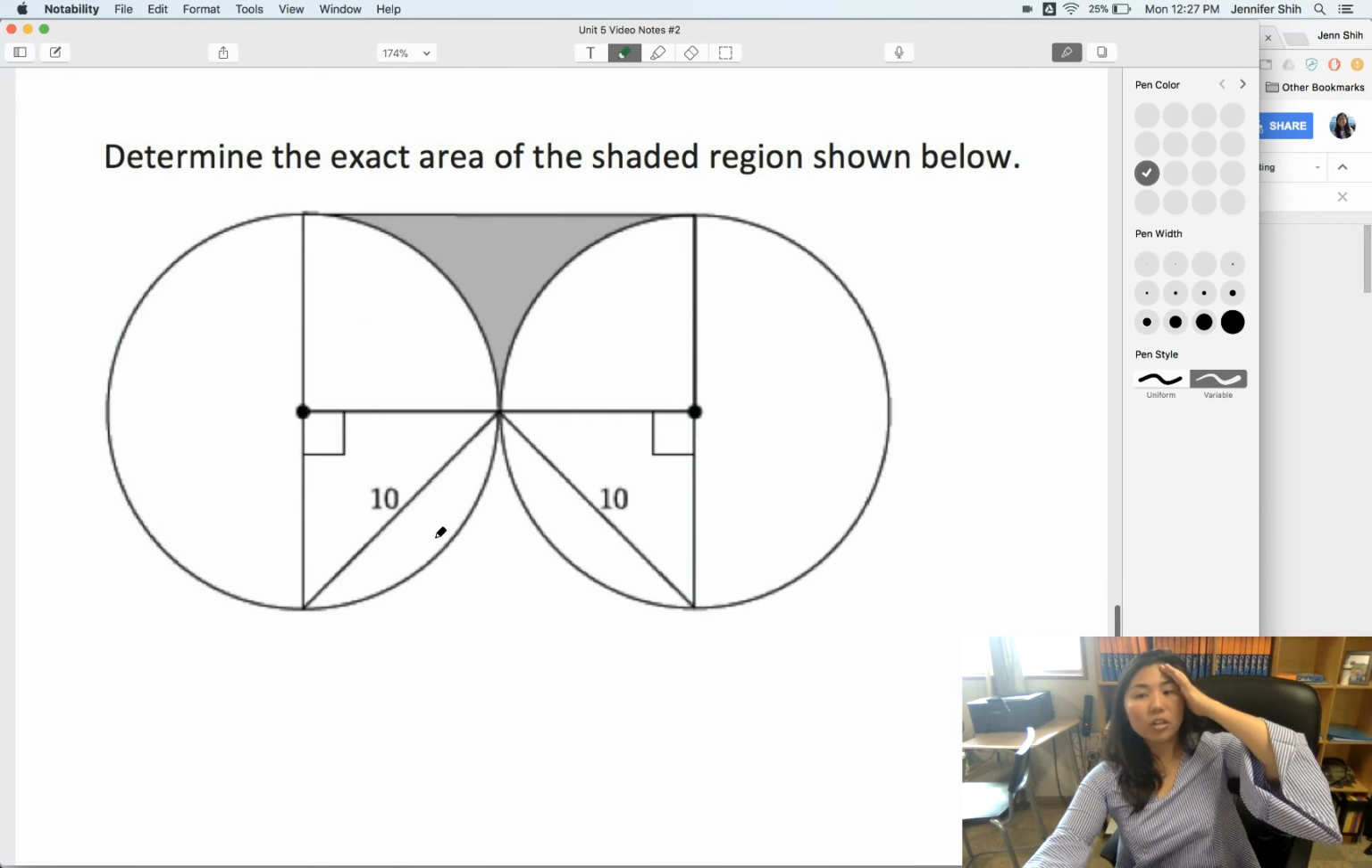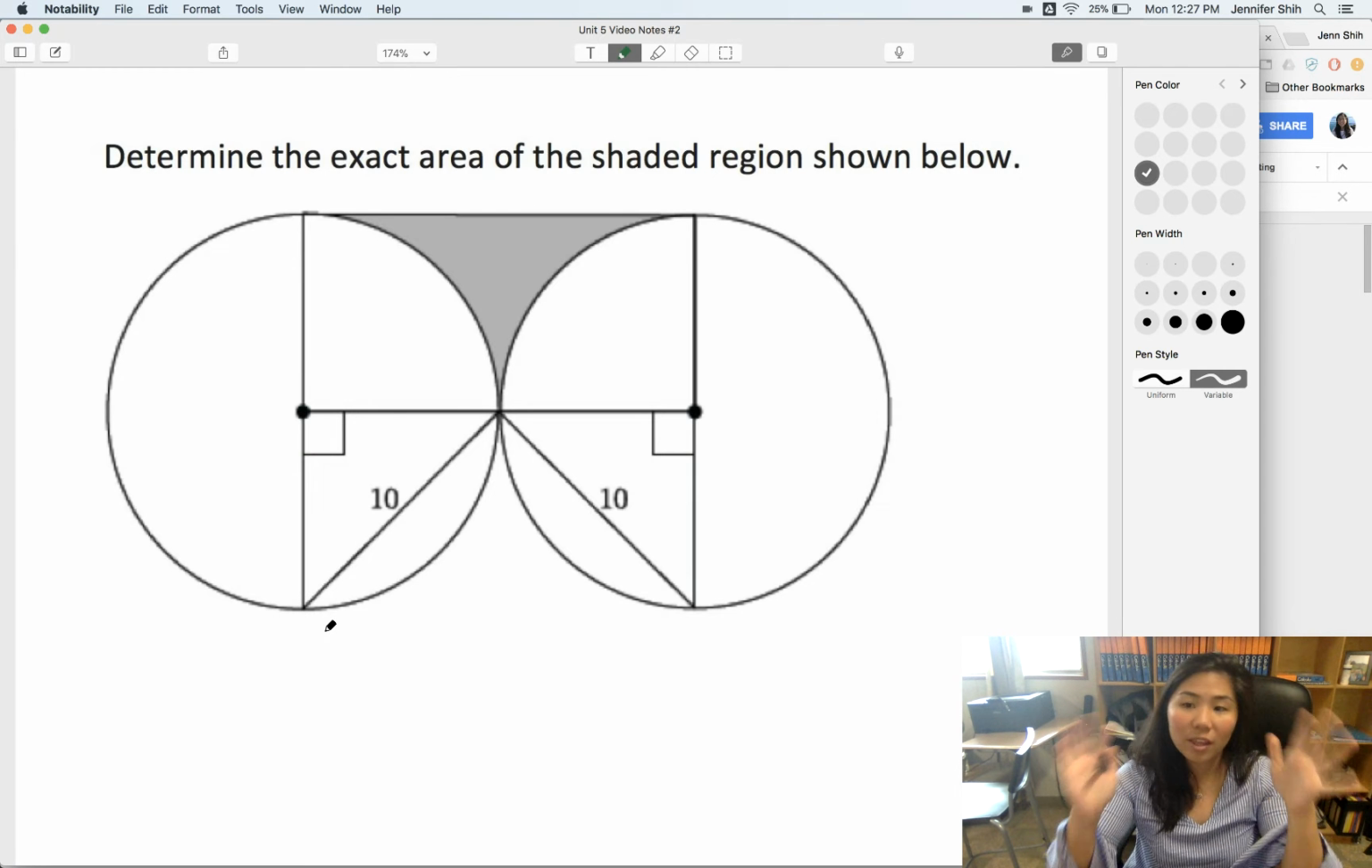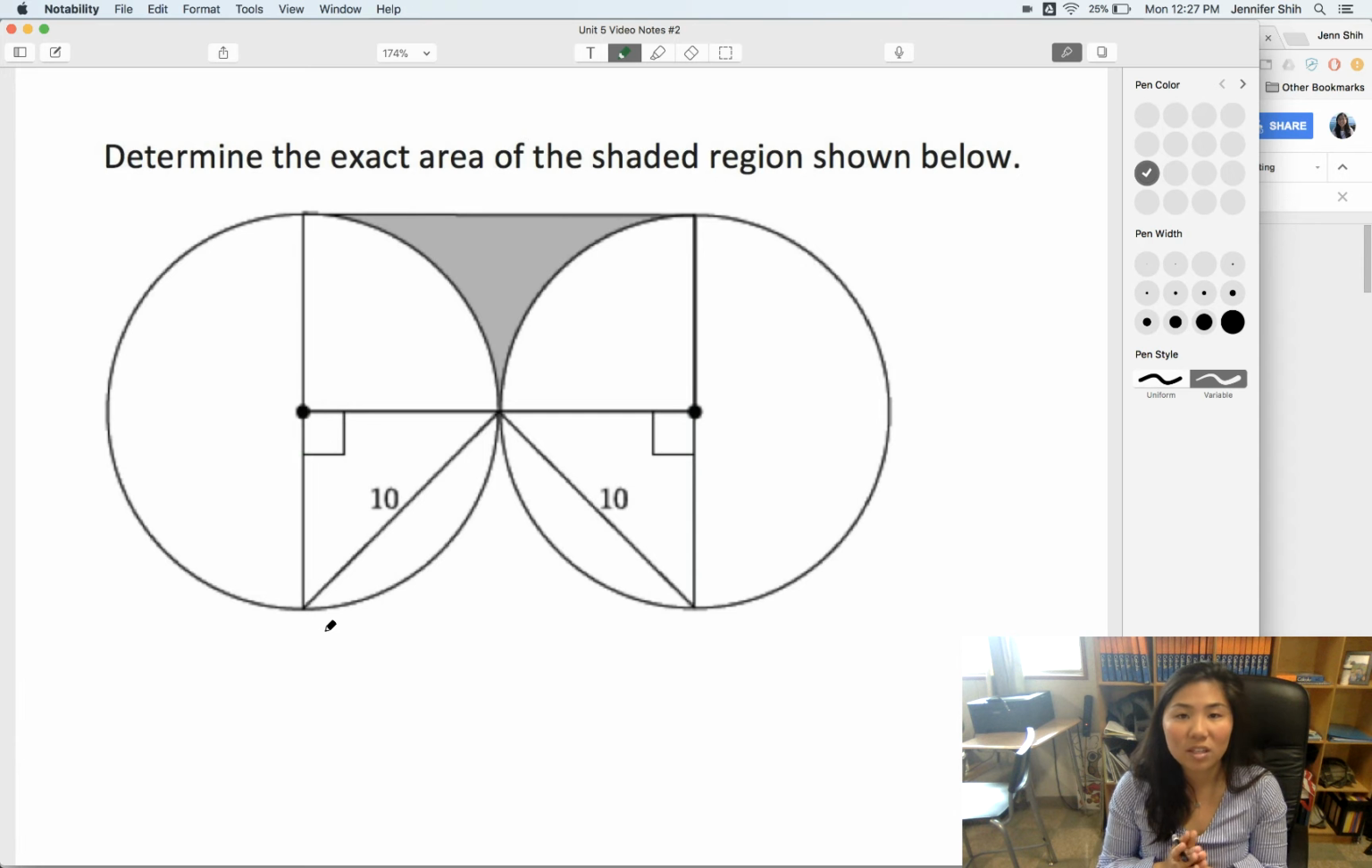So we're actually going to use our skills of Pythagorean theorem and rationalize the denominators. We're going to have square roots in these cases, and it's okay. So first of all, determine the shaded area of the region below. All I see is 2 circles with a radius. This is a radius. This is also a radius. This is a radius, and this is a radius. They look like they're congruent circles, so everyone should have the same radius.